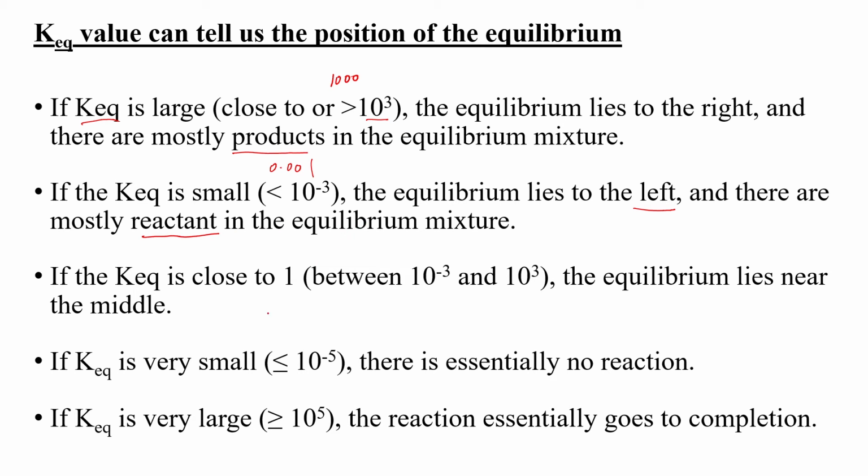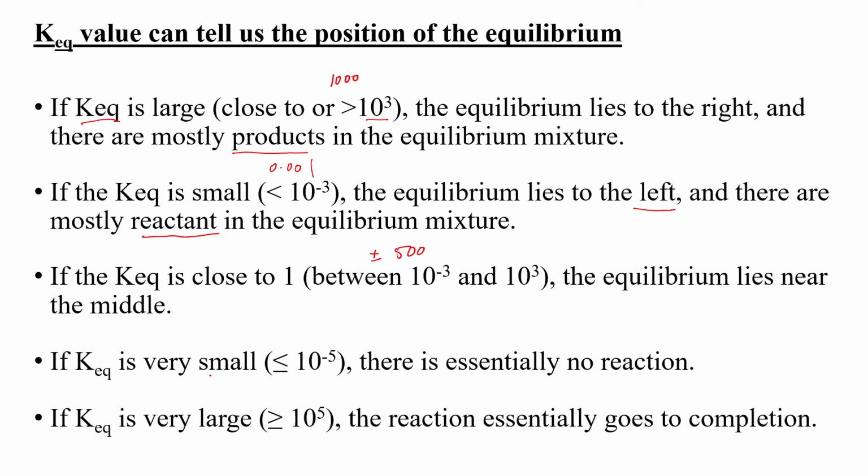If the K equilibrium is close to 1, close to 1 means like plus minus 500. Okay, so if it is close to 1, the equilibrium lies near middle. This plus minus 500 looks like a broad range for saying close to 1, but that's how it is. Okay, so if it is close to 1, then the equilibrium is near the middle.